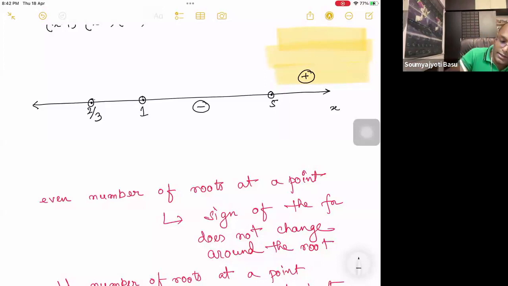The next region, hence, would be positive. And then the next region must be negative. But remember, the right-hand most zone must be positive. Why is this so? Think about it. I'm not going to explain. You have to think. Why is this so?